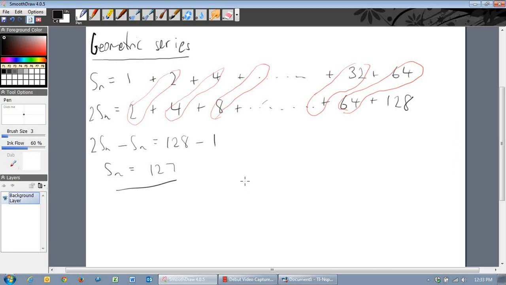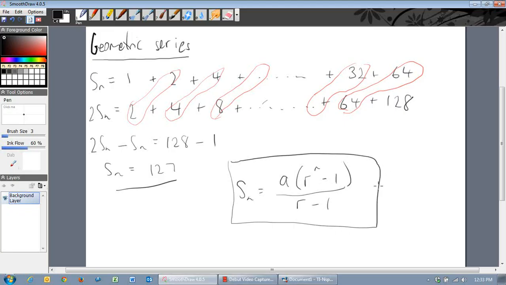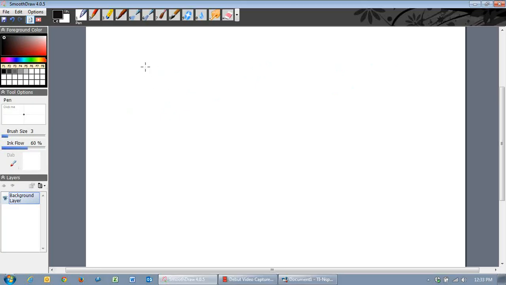And what is the formula? The formula is, and you can prove this doing the exact same thing that I just did up here, and again, I'll show you in class, r to the n minus 1 over r minus 1. So that is your formula for the sum of any geometric series. Okay, perfect. Let's do an example or two.